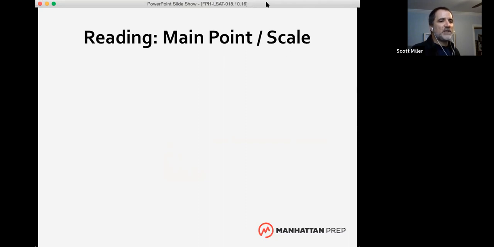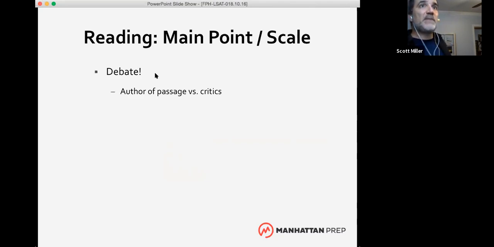And we often talk about this in terms of something called the scale, because very often these passages will contain some type of debate. You might have a passage about some early 20th century jazz musician, right? And the critics are saying something about this musician, that this musician's not very original. And then the author of the passage comes out and disagrees with the critics. So it's a very common theme you'll see in LSAT reading comprehension passages, this debate between the author and the critics. But there's not always going to be a debate.